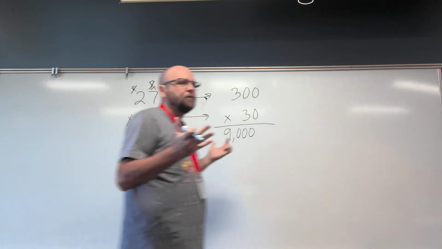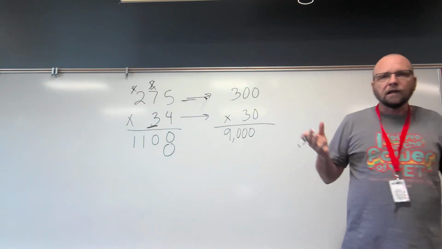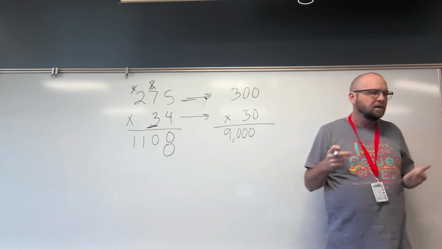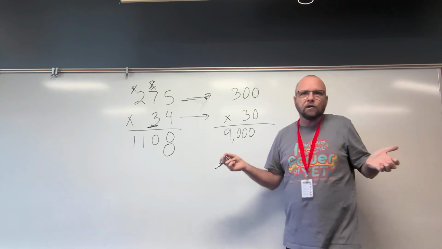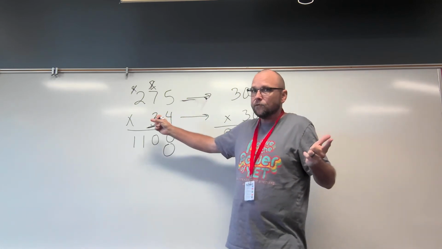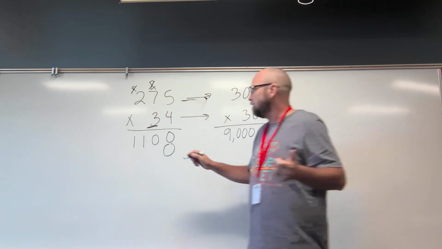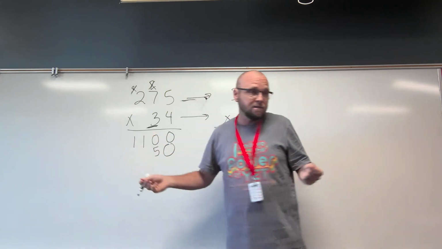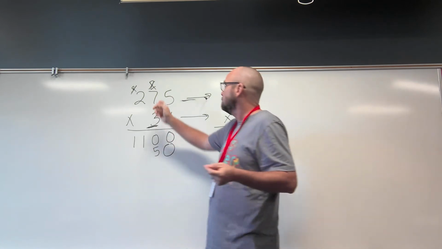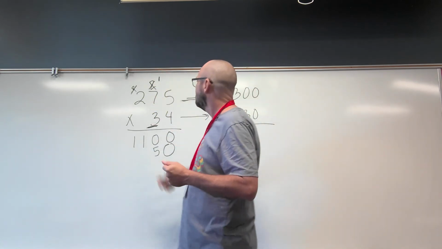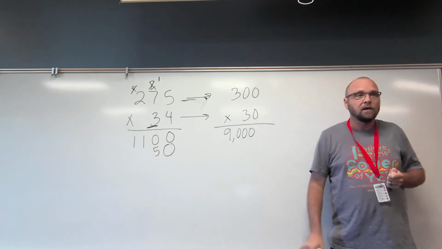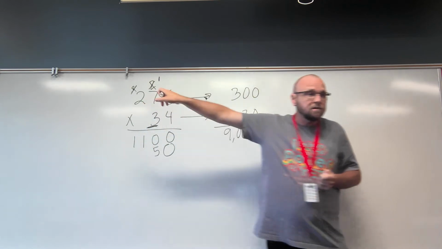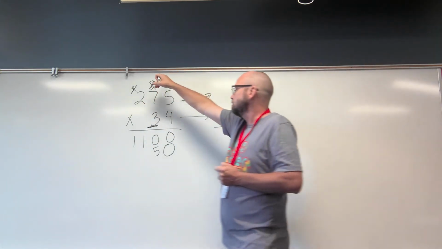Now all I have to know is my 3s. If I can either have my 3s memorized or I can read a multiplication chart that has 3s, then this is really pretty easy. So class, what's 3 times 5? 15. So I have 5 tens. I have 15 tens. Well, I'm going to trade 10 of them in for 100. Now I have 3 tens times 7 tens, which is 21, plus the extra one I have, 22.